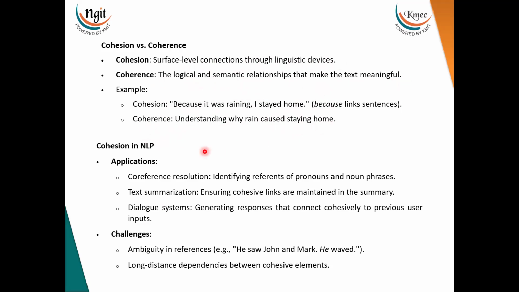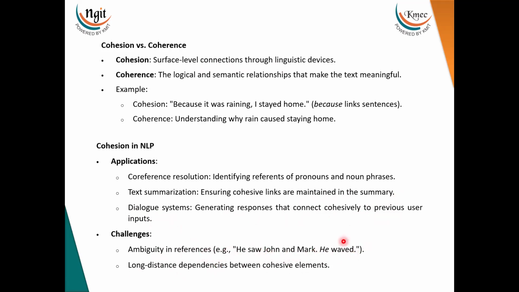Then there is cohesion in NLP. These are the applications we have. First one is co-reference resolution, identifying the reference of pronouns and noun phrases. Then text summarization is another application, ensuring cohesive links are maintained in the summary. Then dialogue systems, generating responses that connect cohesively to prior user inputs. The challenges are ambiguity and long distance dependencies between cohesive elements. The example for ambiguity: "He saw John and Mark."